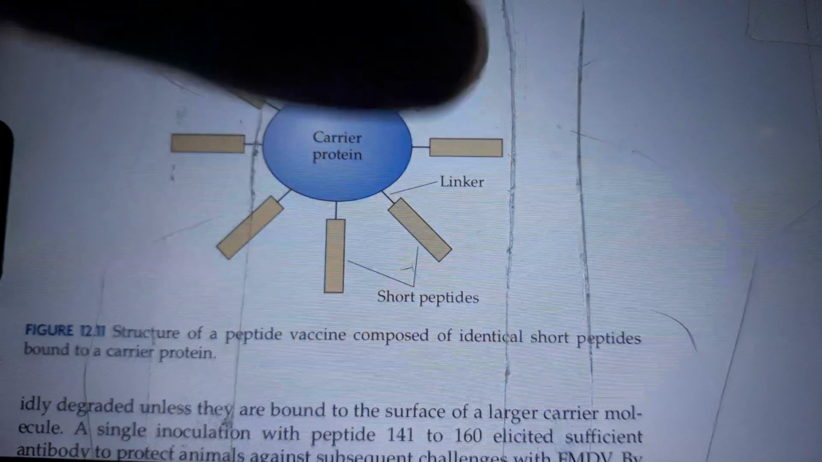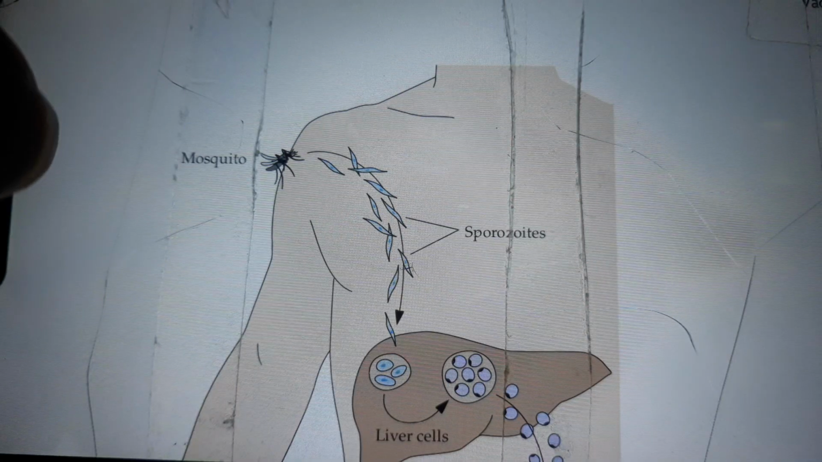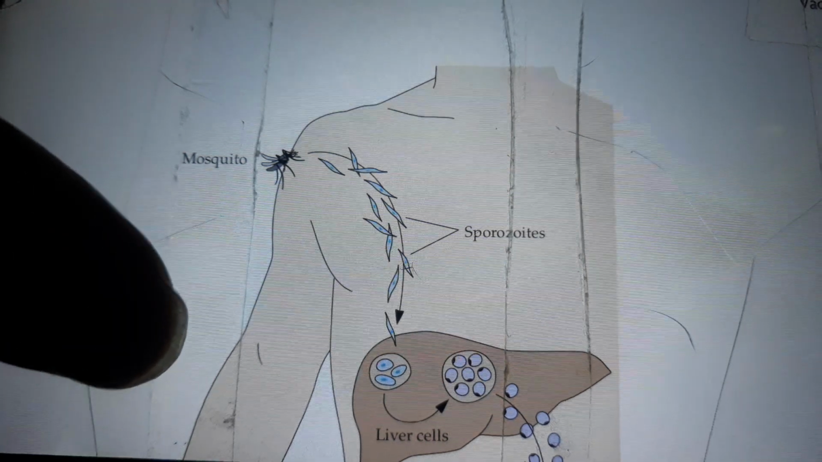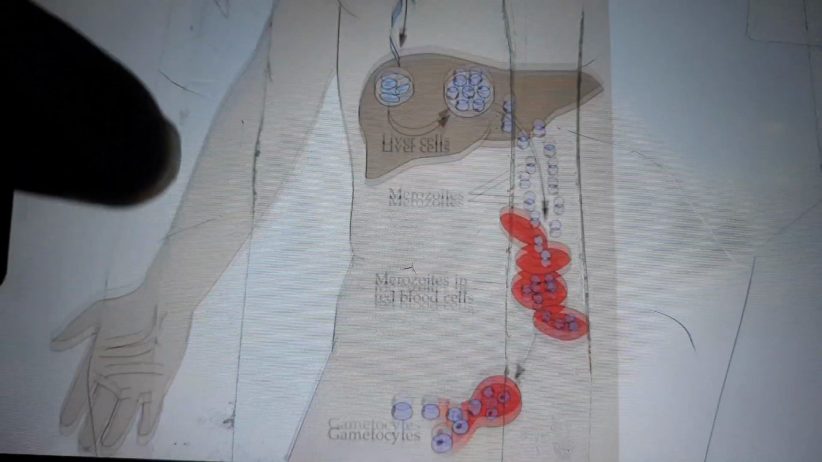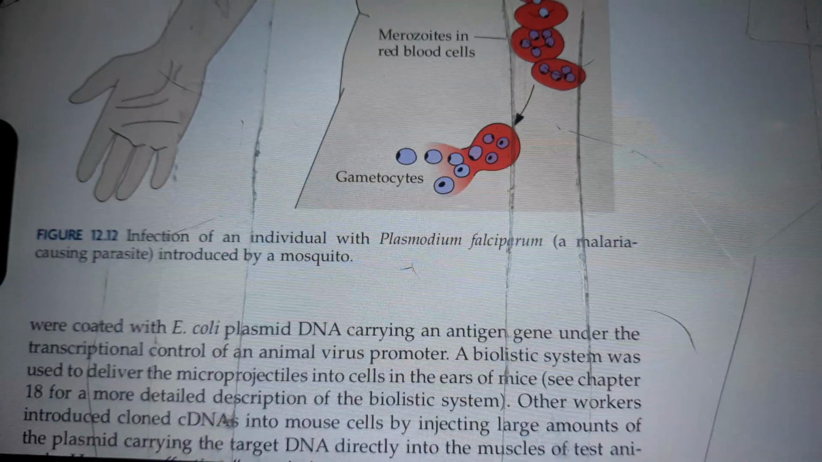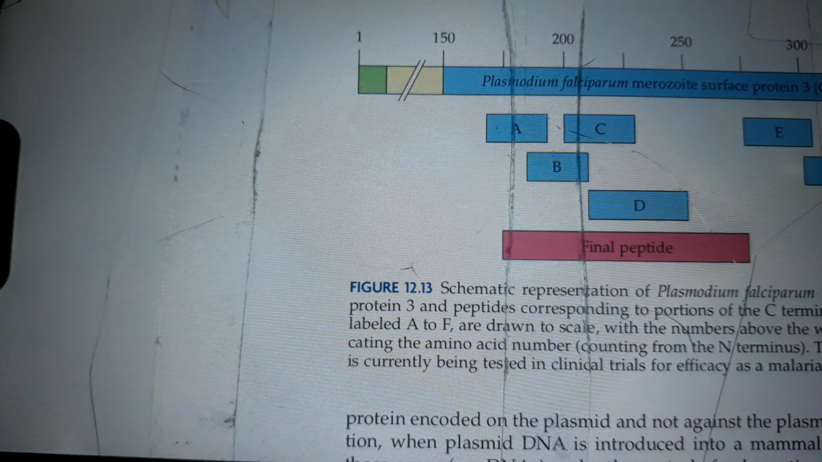You have the carrier protein, linker, and short peptides, right? This is about the malarial infection. You have the mosquitoes, sporozoites infecting the liver cells, the merozoites in red blood cells, and then the gametocytes. Infection of an individual with Plasmodium falciparum, a malaria-causing parasite introduced by a mosquito. Take screenshots, make notes.